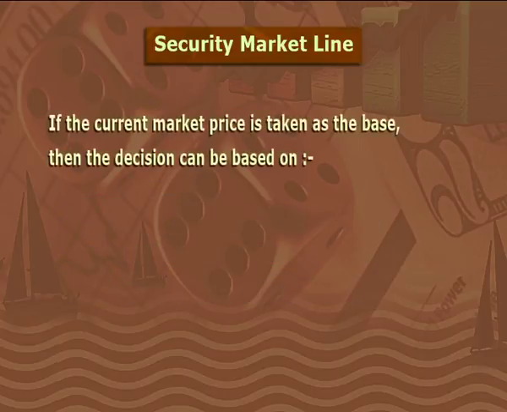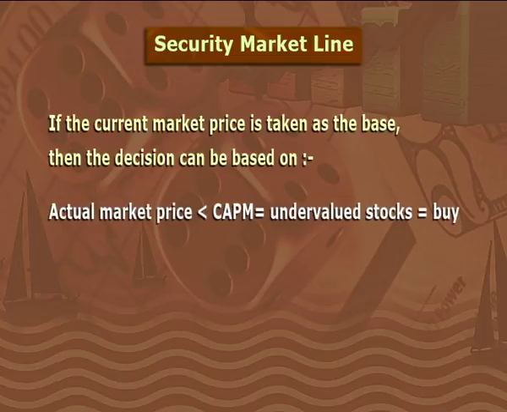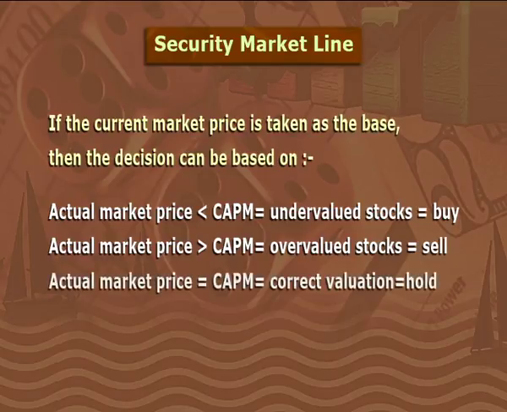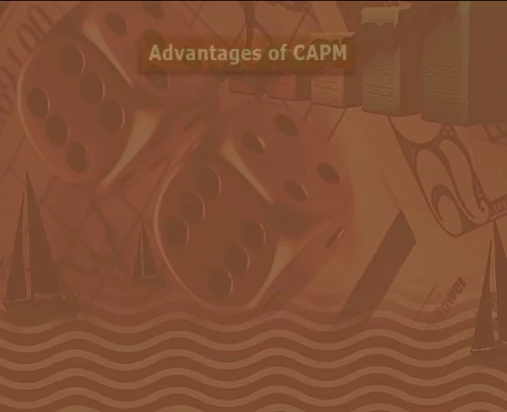If the current market price is taken as the base, then the decision can be based like this. If the actual market price is less than CAPM, the stocks are undervalued and hence can be bought. If the actual market price is greater than CAPM, then the stocks are overvalued and hence can be sold. If the actual market price is equal to CAPM, the valuation again seems to be correct and the investor can hold the same.